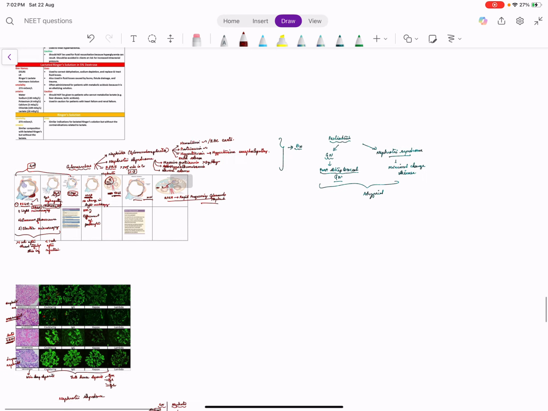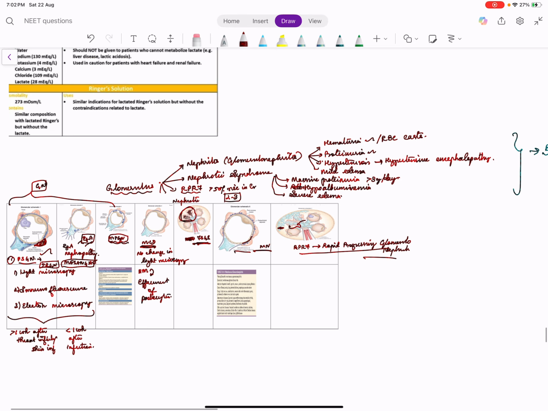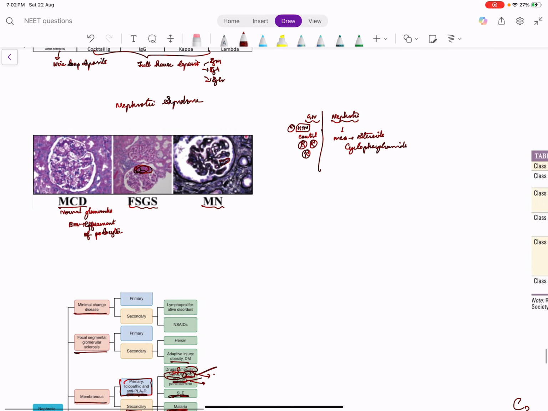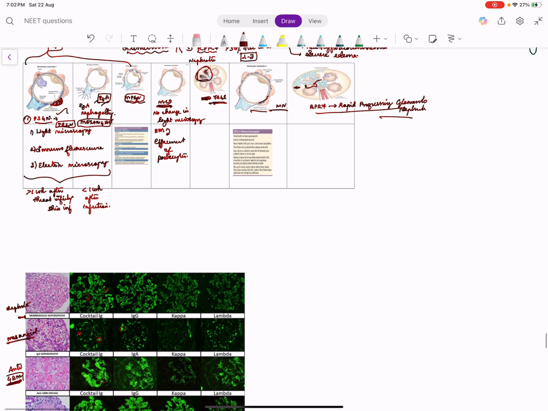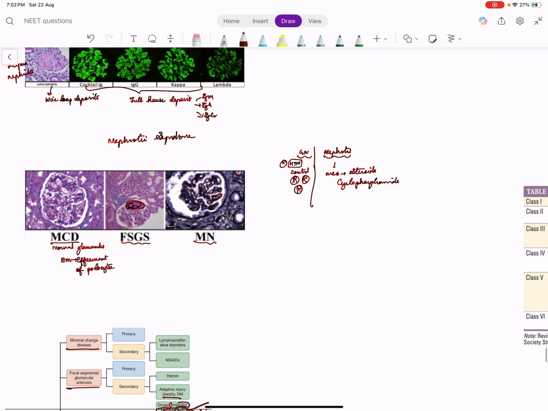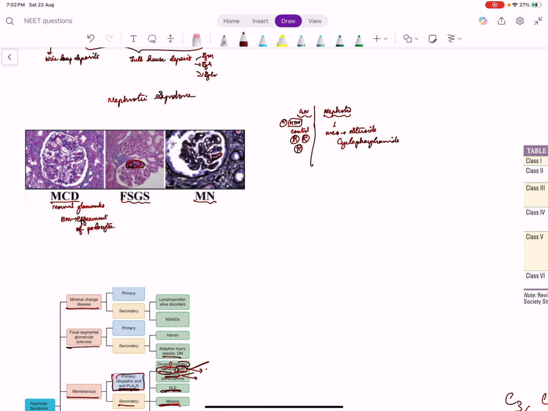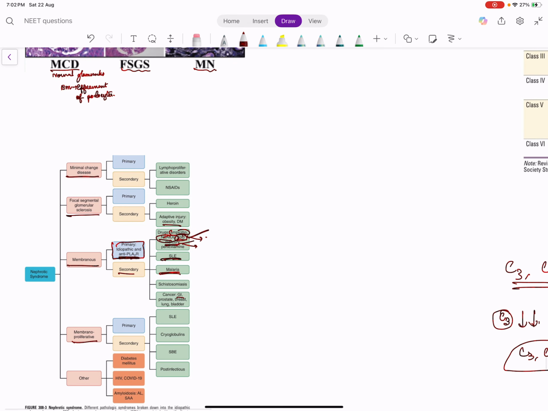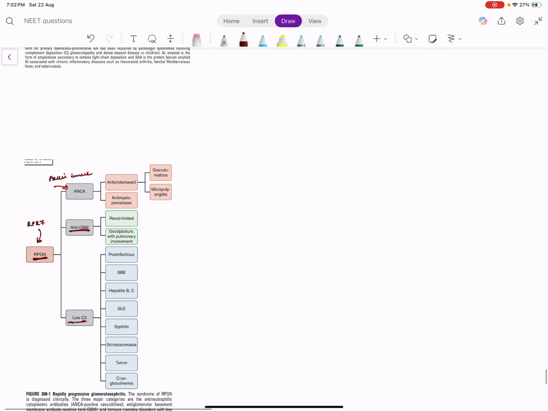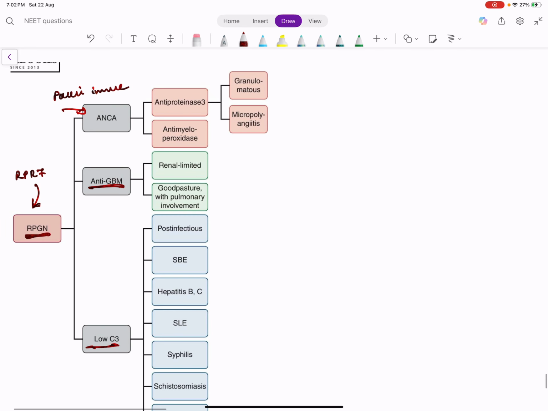So this was just a gist about how to understand the diseases, glomerulonephritis versus nephrotic syndrome versus RPGN. If there is a glomerulonephritis, think of PSGN or IgA nephropathy, the common ones. If there is a nephrotic syndrome, think of minimal change disease, FSGS or membranous nephropathy. All of these can be primary or secondary. If there is an RPGN, think of ANCA mediated, anti-GBM mediated, low C3.